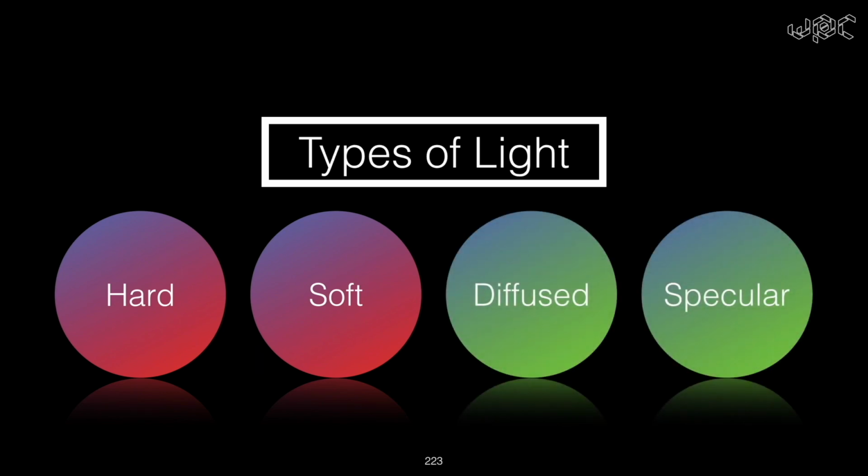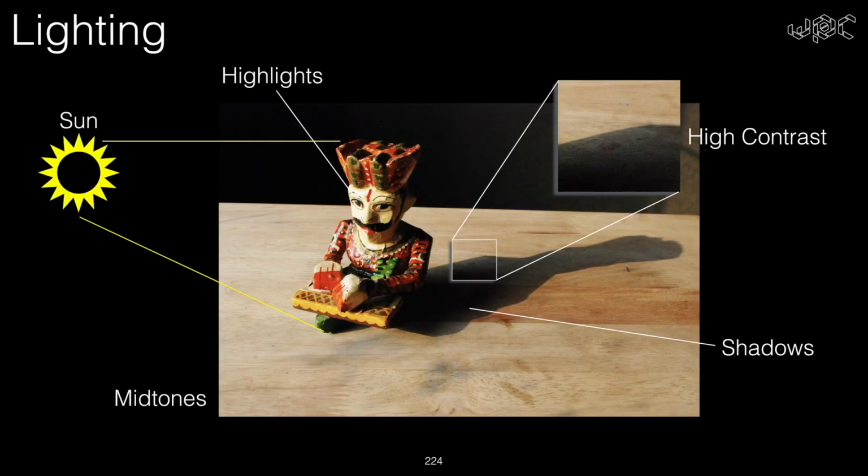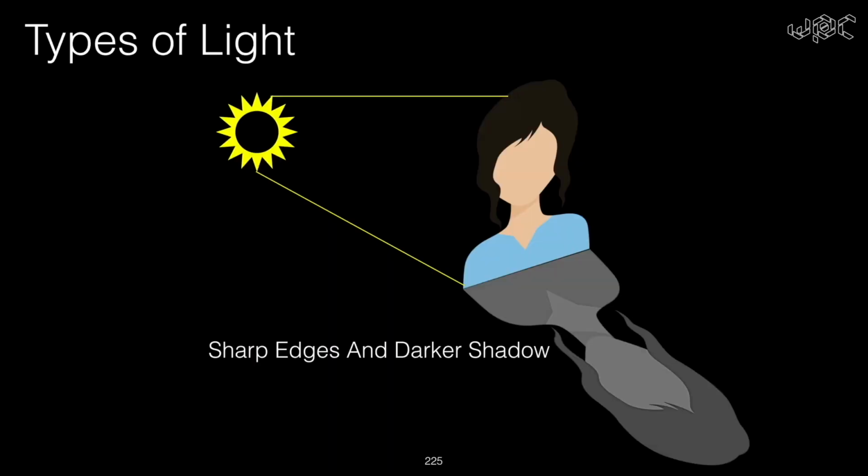Before we get into details, let's look at some terms we'll be using in this chapter. The sun here represents the source of light. The bright parts of a photo are called highlights. The dark parts are called the shadows, and everything else in between are called the midtones. Also, the difference between the dark and the bright part is called contrast. The sharper the shadows, the higher is the contrast, and vice versa.